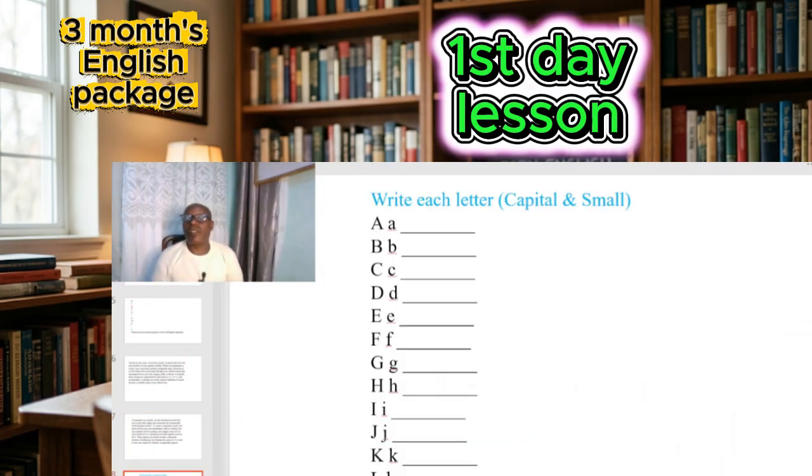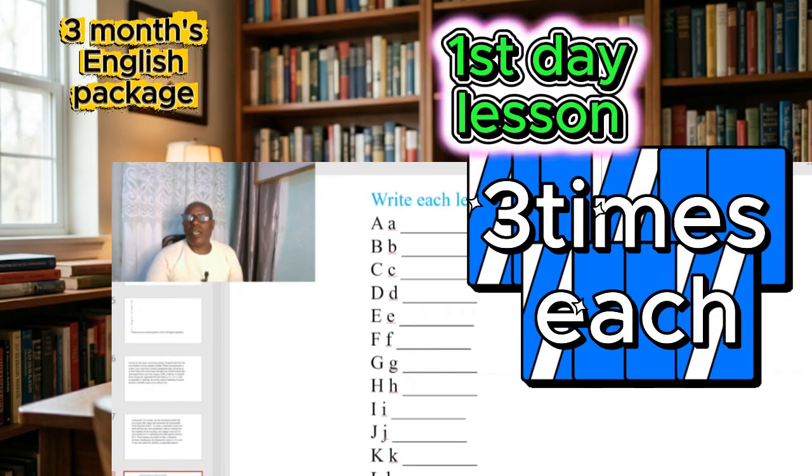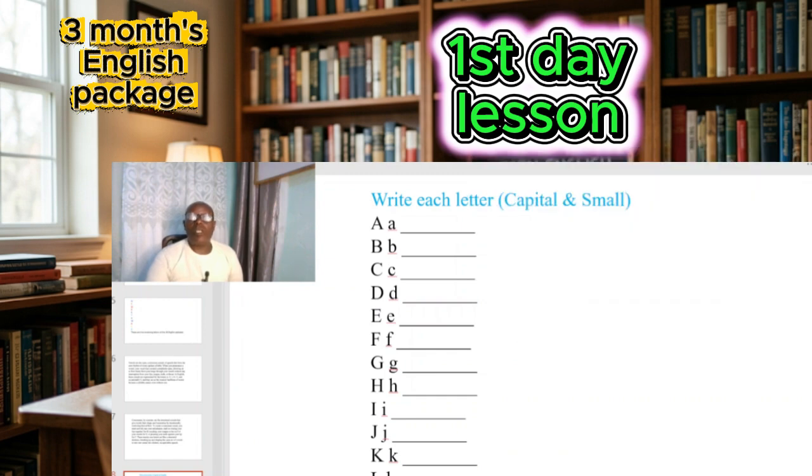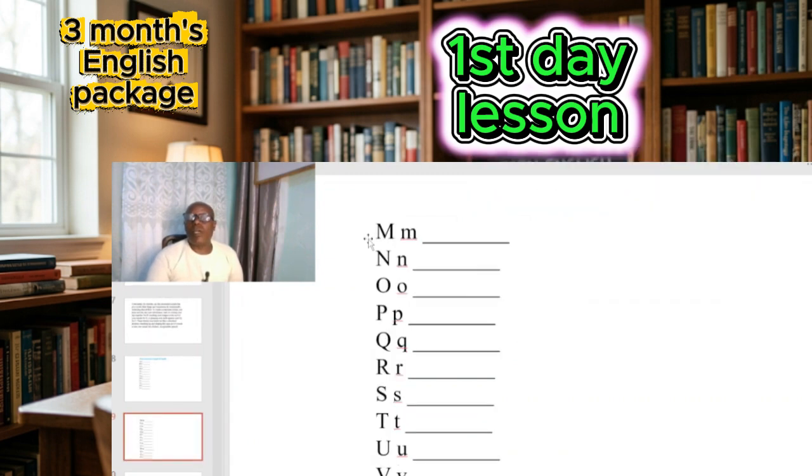Write each letter in capital and small. The left side ones are the capital letters, while the right ones are the small letters. Write each letter on this blank space 3 times, for each: A, B, up to the end, M. Also see the structure of the letters when we write in capital and small.